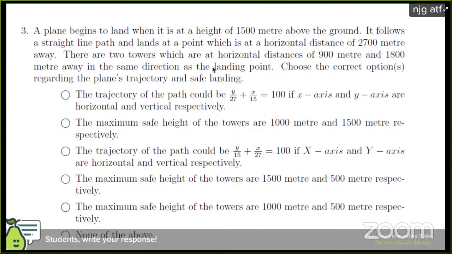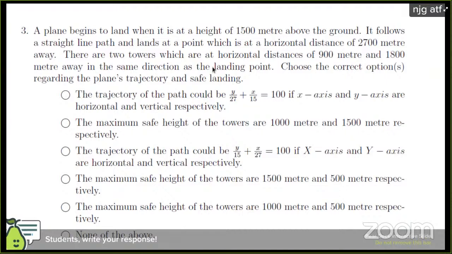The first and foremost thing everyone has to do is fix your origin. Where am I going to keep my origin? If you follow that, later you can convert this data into the Cartesian plane, or XY plane. Here it says a plane is at a height of 1500 meters above the ground, follows a straight line path, and lands at a point at a horizontal distance of 2700 meters away. There are two towers at horizontal distances of 900 meters and 1800 meters away, in the same direction as the landing point.